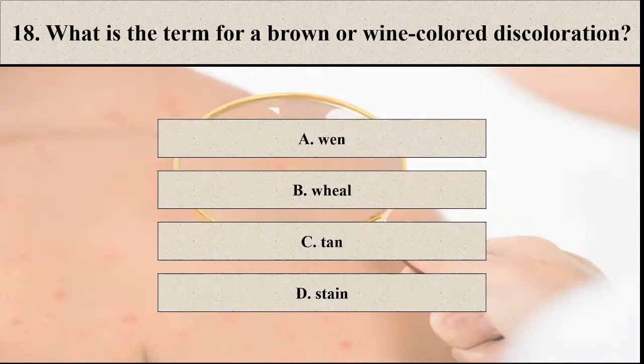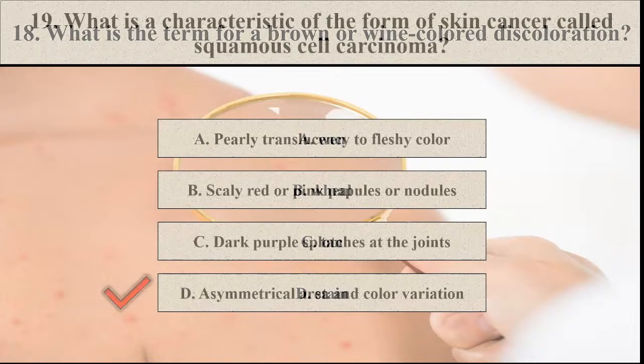What is the term for a brown or wine-colored discoloration? Is it wen, wheal, tan, stain? If you chose D, stain, you are correct.